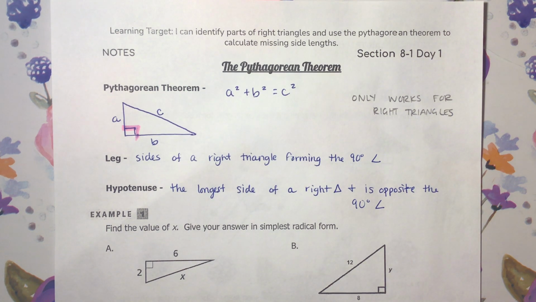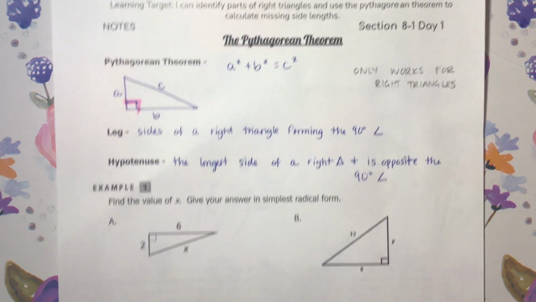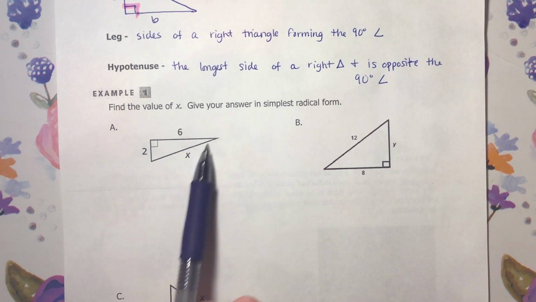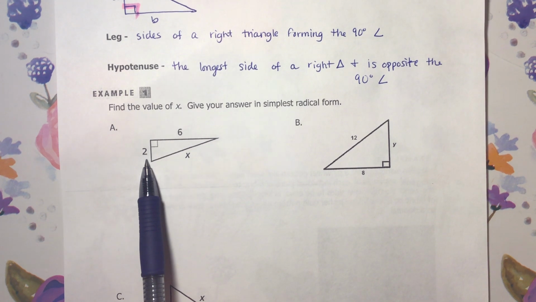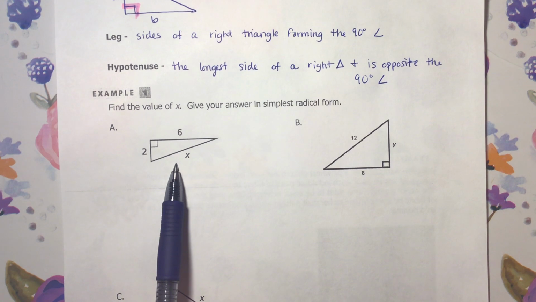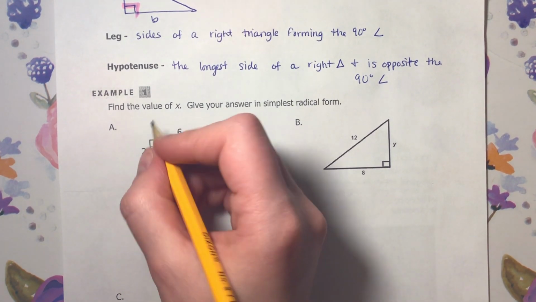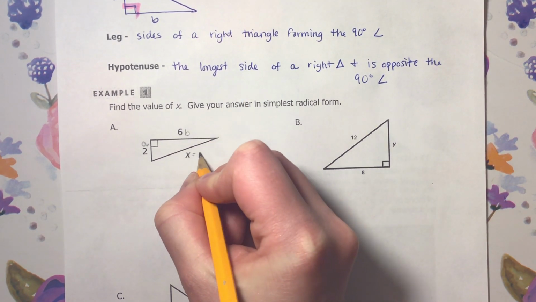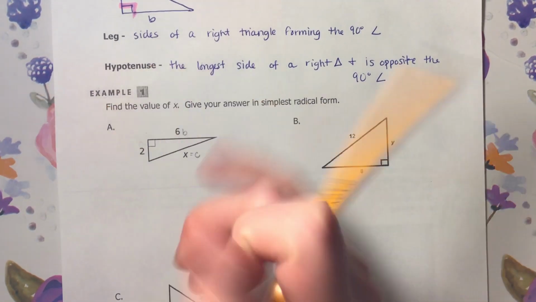So we're going to put that into action here. In example 1, it says find the value of x, give your answer in simplest radical form. So we've been talking about simplest radical form in the previous section, so that shouldn't be too crazy for us. And let's just jump right in. I have a right triangle, and I have a side 2, a side 6, and then a side x. X is the hypotenuse. So I'm just going to label A, B, and C.